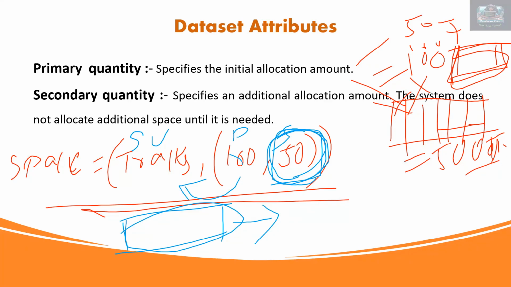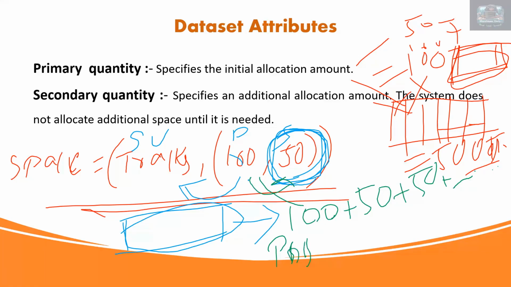After 100 tracks, what happens? If you need another track, it will take space from the secondary. So 100 plus 50. If after these 150 tracks are completed, again it says my data set has to extend more, I need more space, again you will get 50. And the question is, how many times will this 50 be added? It depends on the dataset type, as I told you, how many maximum extents a dataset can have. If it is a PDS file, it can go up to 123 extents.